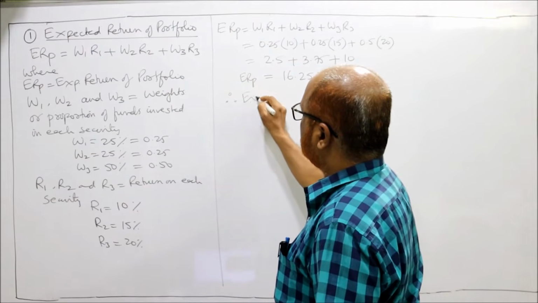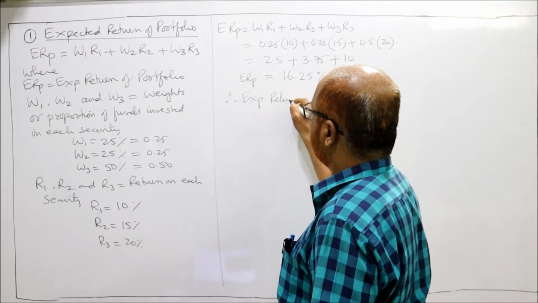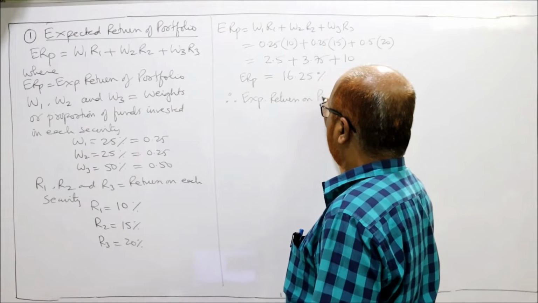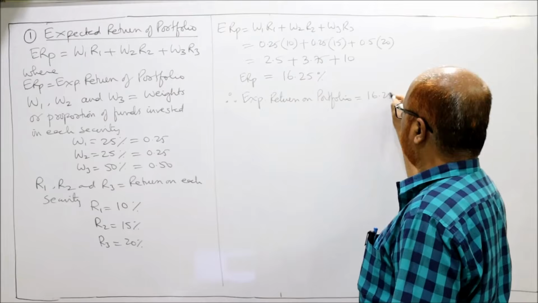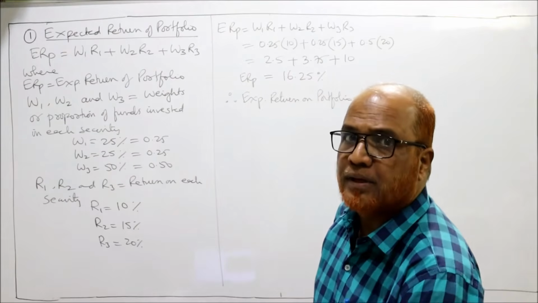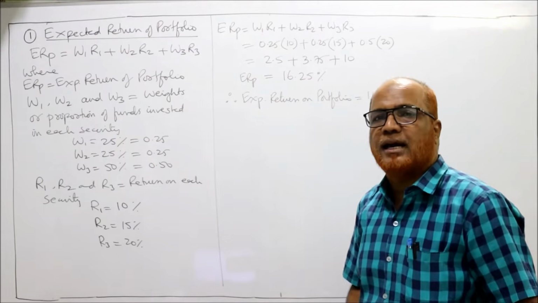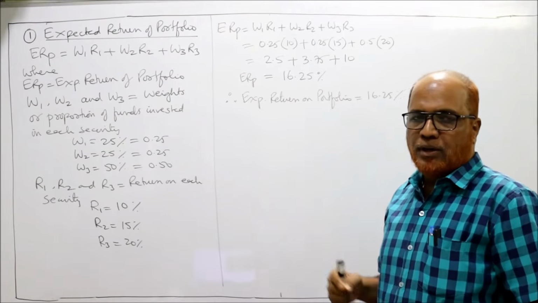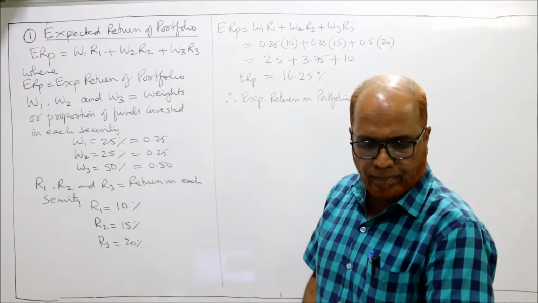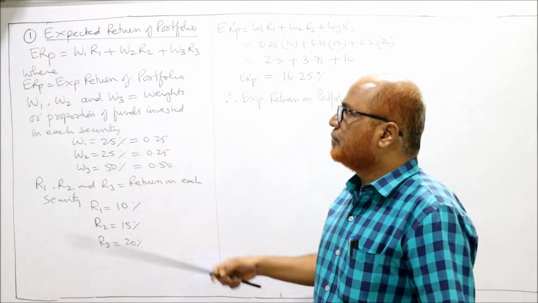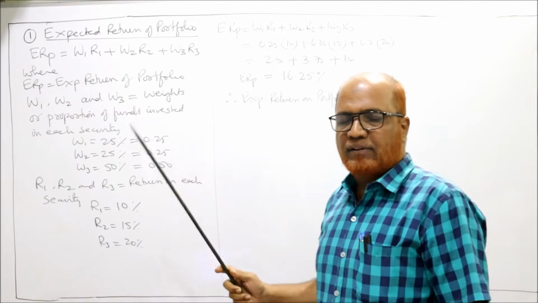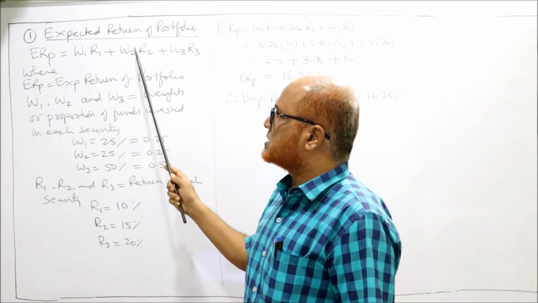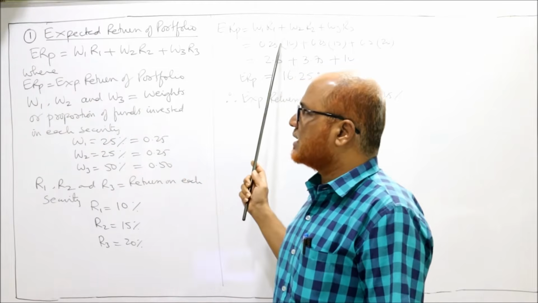Therefore, expected return on portfolio is equal to 16.25%. That's all. This is the first problem on calculating the expected return of the portfolio. Remember the formula: W1R1 plus W2R2 plus W3R3 if we have three securities. If we have only two securities, W1R1 plus W2R2. Like this we can extend also.